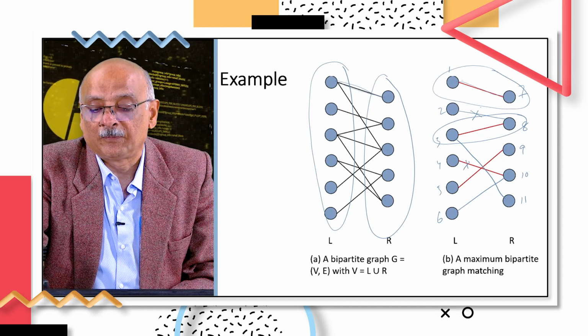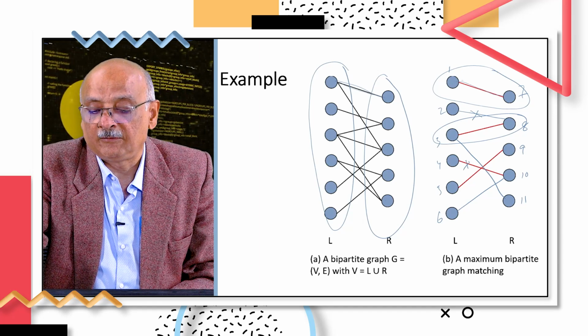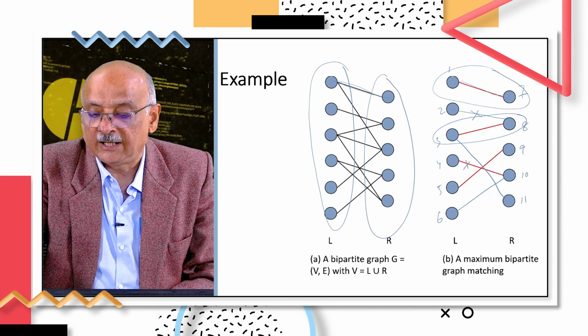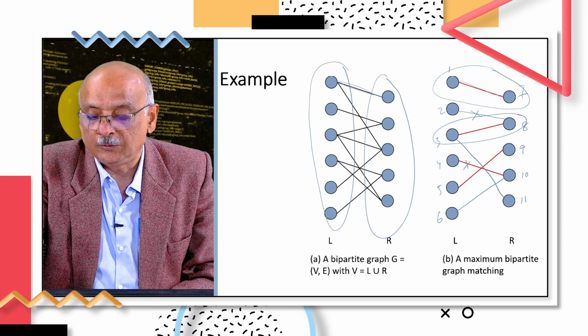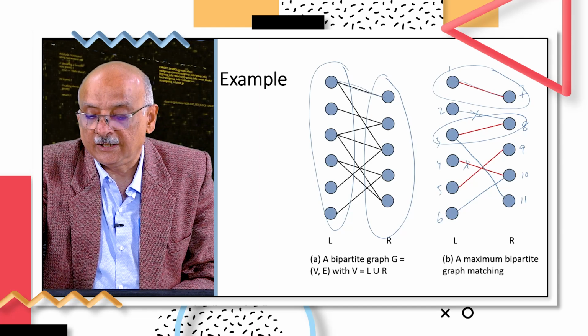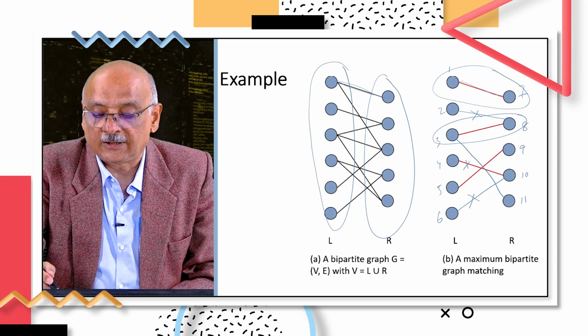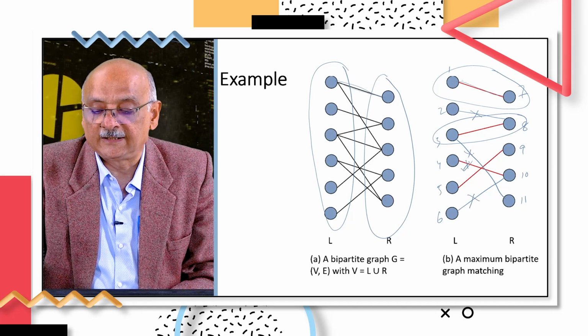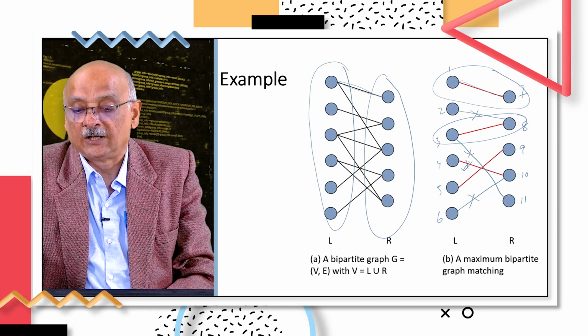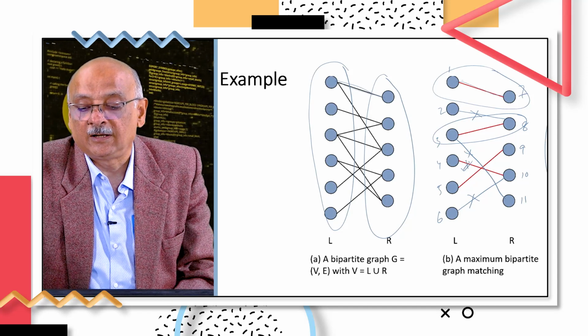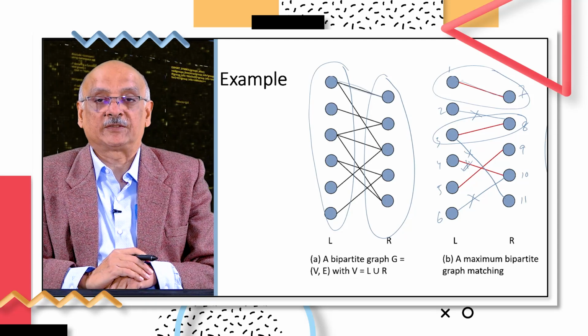1 to 7. The next is 3 to 8, then a matching 4 to 10, okay, and a matching from 5 to 9. This is not allowed, this is not allowed, only this is allowed in this particular case. So, we get a maximal bipartite matching in this particular case.